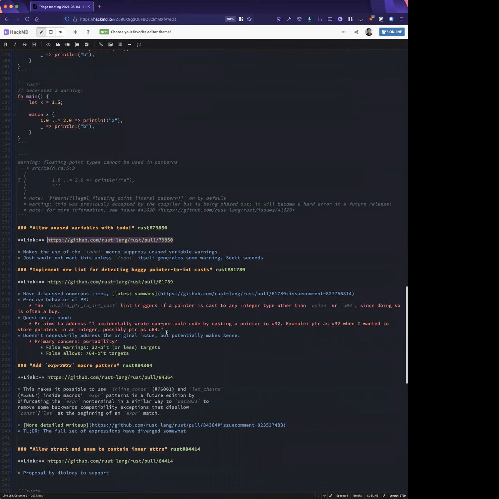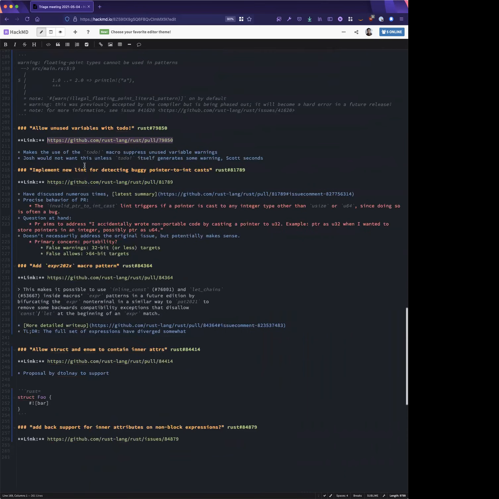Okay, moving on. Allow unused variables with todo, 79850. So a bit of context here. The proposal was to make it so that if you wrote todo, then any unused variables in that function wouldn't get warned about, on the assumption that they'd be handled by the todo.